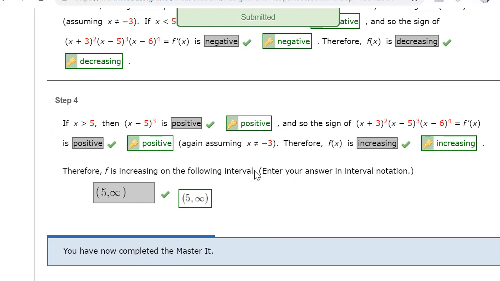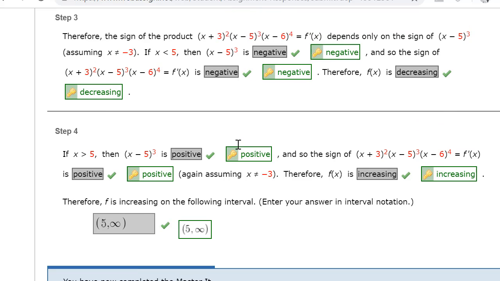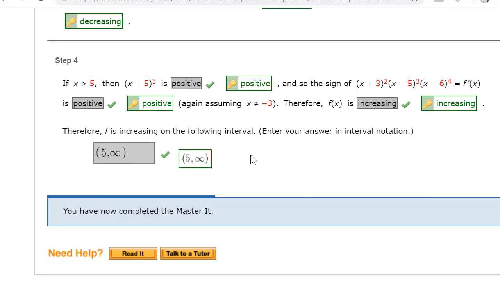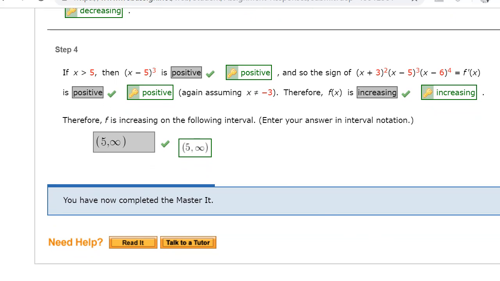And there it is. We don't know what the original function is because all we were given was a derivative, and we're given the derivative in factored form, so we're able to figure out at least where the function is increasing and decreasing.